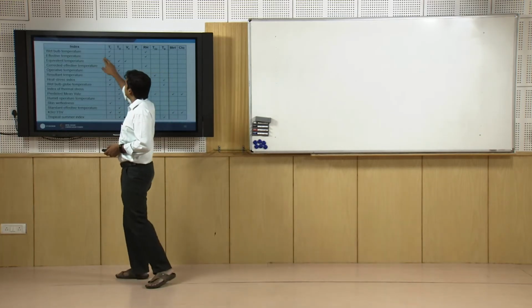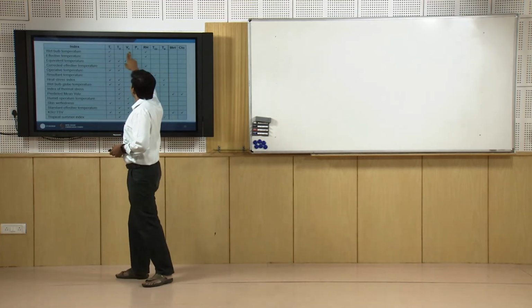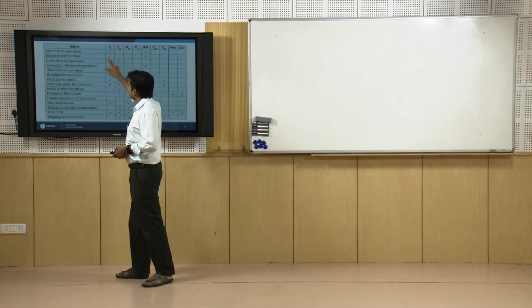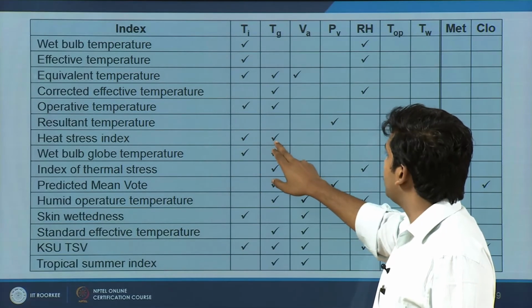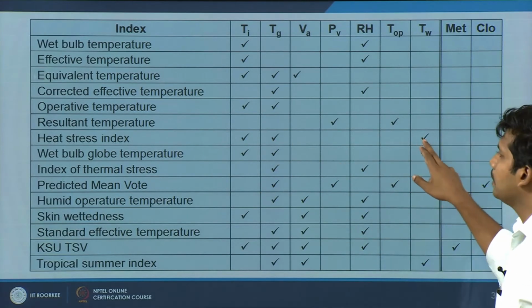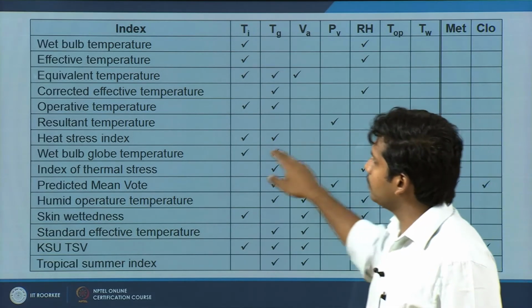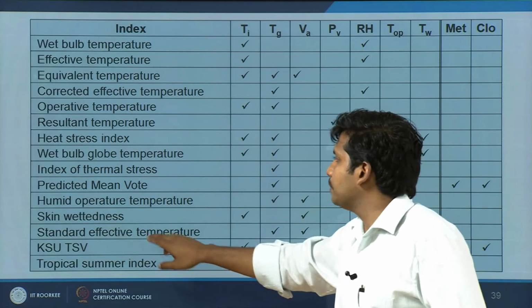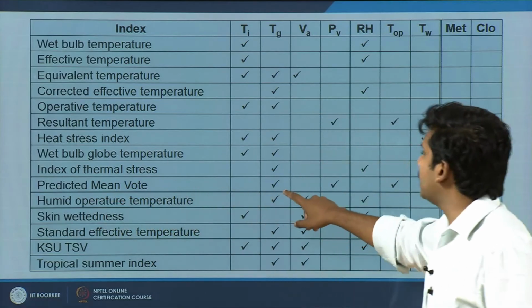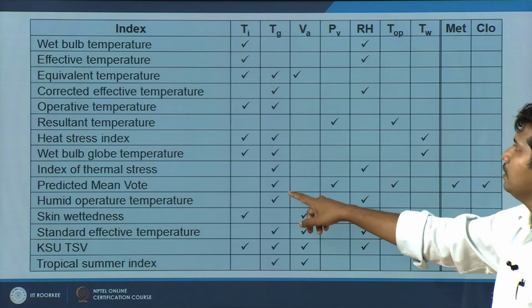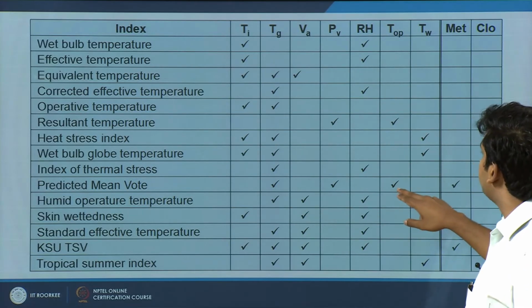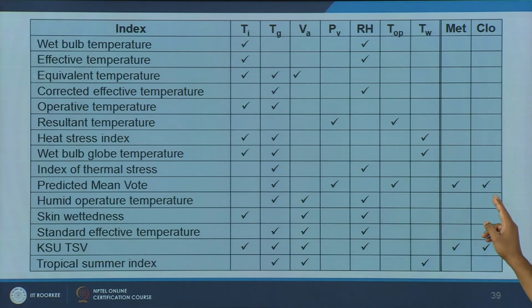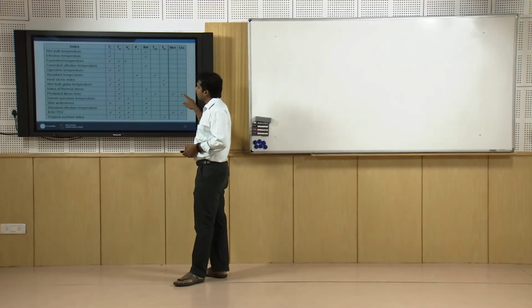If you take an index like wet bulb temperature, it takes air temperature as well as relative humidity into consideration. You take an index like the heat stress index, it takes indoor dry bulb temperature, globe temperature as well as wet bulb temperature into account. Then you have something like predicted mean vote, we will look at it shortly. This is a comfort model, this takes into account globe temperature, vapor pressure, operative temperature as well as 2 personal variables which are metabolic activity and clothing insulation.